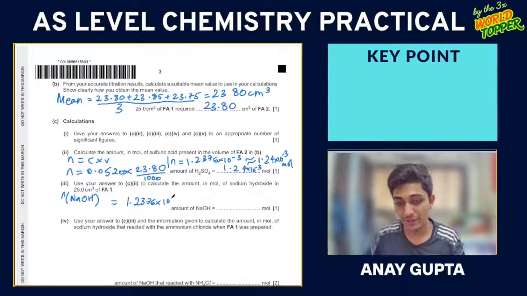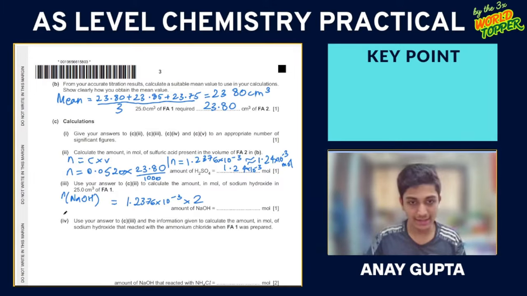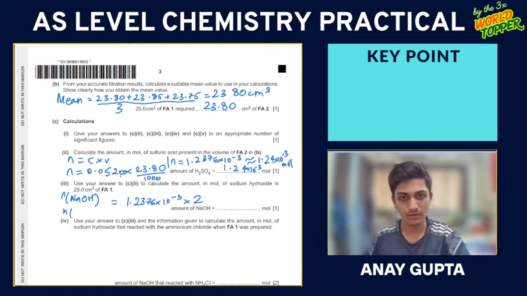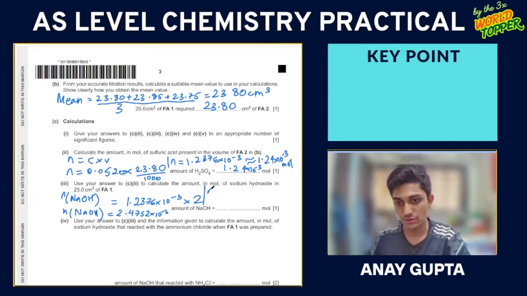I don't want to prematurely round my answers, and I double the value. Okay, so I get that as 2.475 into 10 raised to minus 3. So I can round that off to 2.48 into 10 raised to minus 3 mole. So 2.48 into 10 raised to minus 3 is your answer.